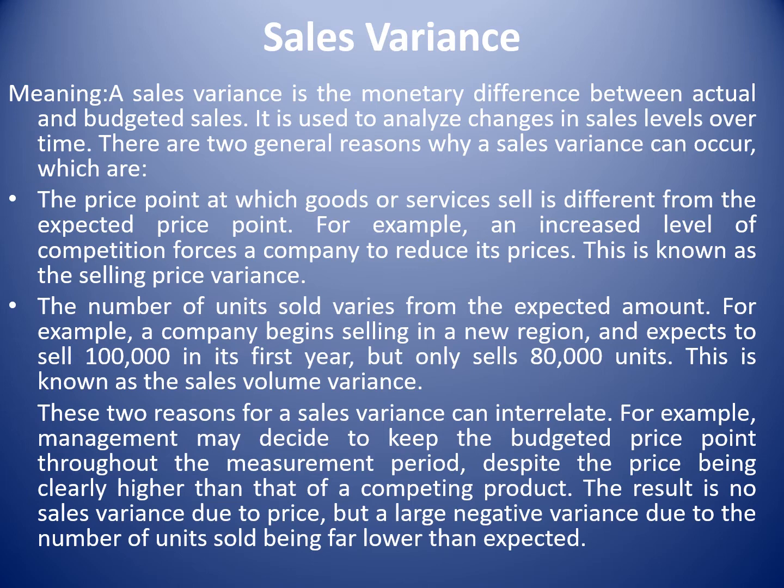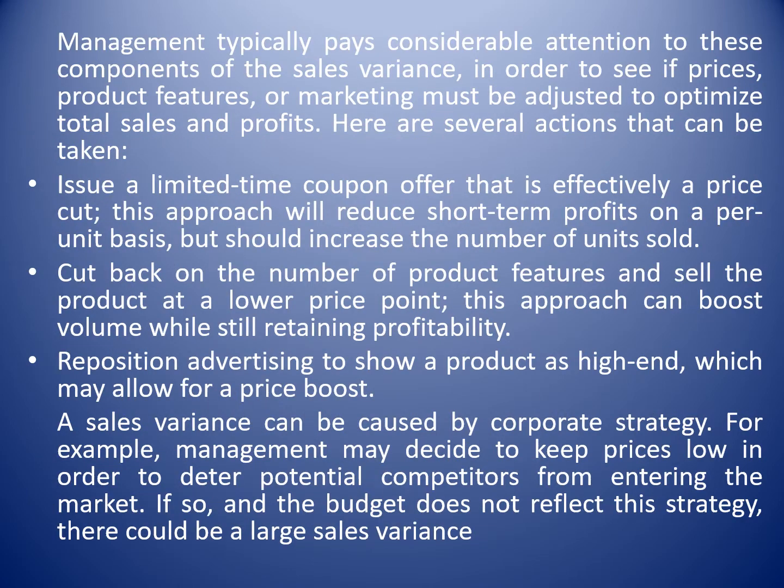These two reasons for a sales variance can interrelate. For example, management may decide to keep the budgeted price point throughout the measurement period despite the price being clearly higher than that of a competing product. The result is no sales variance due to price, but a large negative variance due to the number of units sold being far lower than expected.